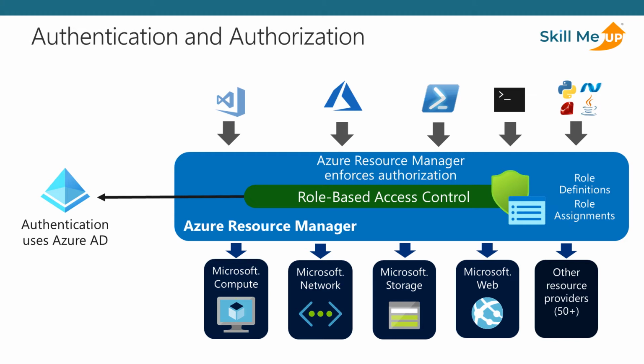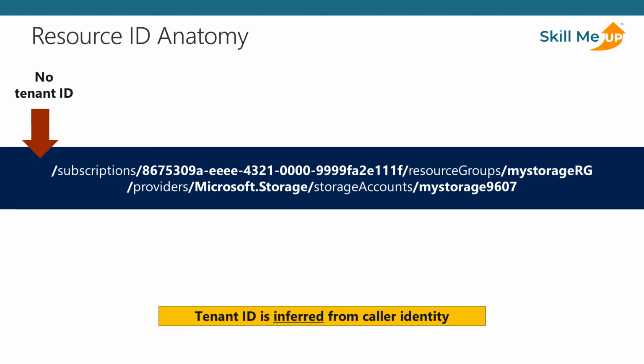If the request is accepted, it is then passed through to one of the underlying resource providers, and there are many resource providers available in Azure. Common examples are shown on the slide, such as the Microsoft.Compute resource provider, Microsoft.Network resource provider, storage and web, and so on. An important detail of how the role-based access control works is that the tenant ID is not part of the resource ID of the resource you're trying to work on. On the slide, you see an example of a resource ID, and you can see that it includes the subscription ID, it includes the resource group name, it includes the resource type, and it includes the resource name. In this case, it's a storage account called MyStorage9607.